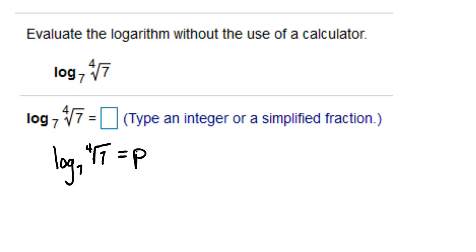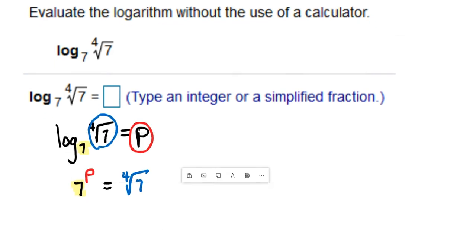And then let's rewrite it. We always start with the base of the log. The base of the log is the base of the exponent. And then the log always equals the exponent, the power. And then 7 to the p is going to equal what's inside the log. So that's the fourth root of 7. So now I've got 7 to the p equals the fourth root of 7.